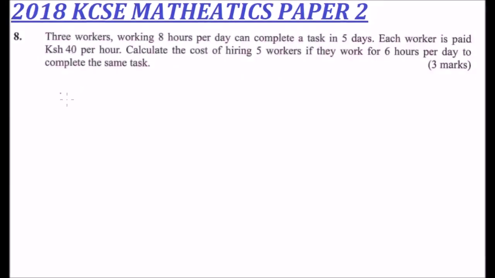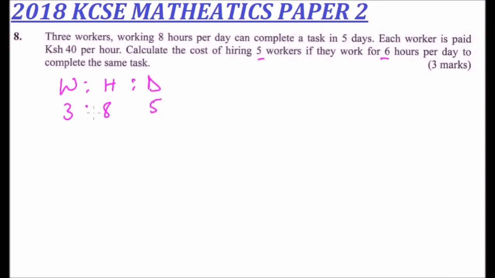So in this question, we are told 3 workers working 8 hours per day can complete a task in 5 days. Each worker is paid 40 shillings per hour. Calculate the cost of hiring 5 workers if they work 6 hours per day to complete the same task. First of all, we need to find the number of days, then calculate the cost. So we let W represent the number of workers, which is 3. Let H represent the number of hours, 8, and let D represent the number of days, which is 5.